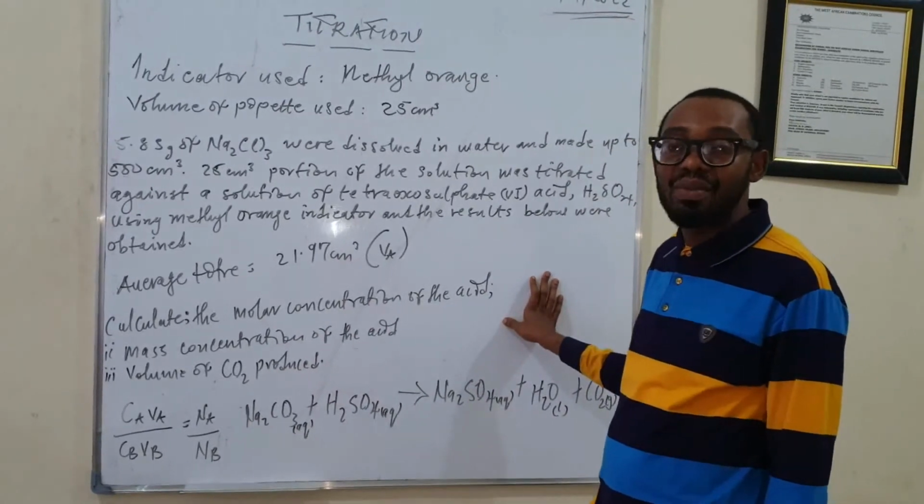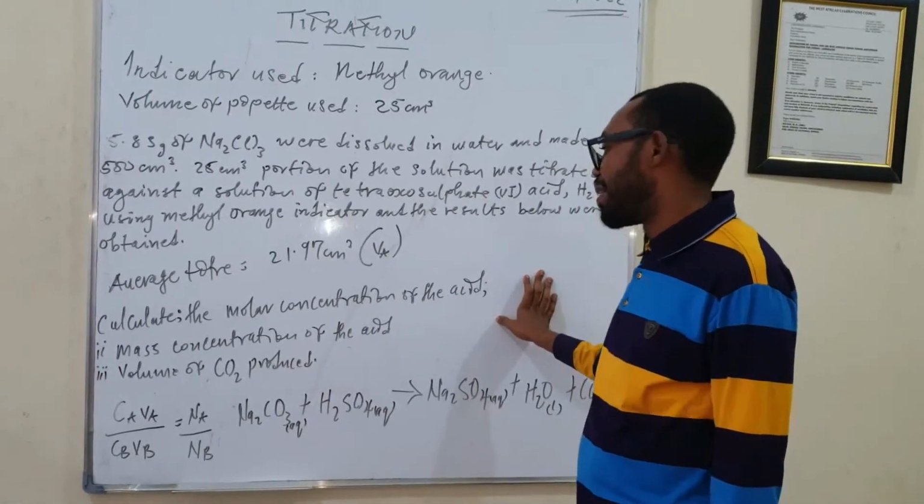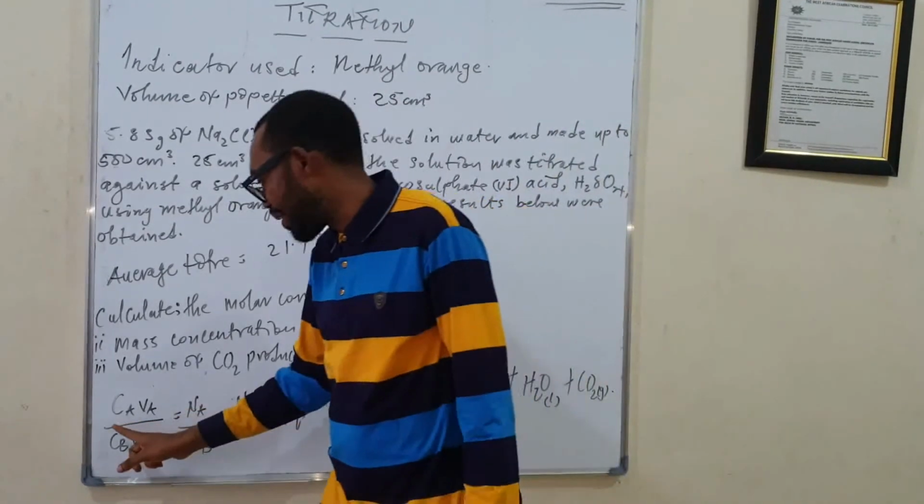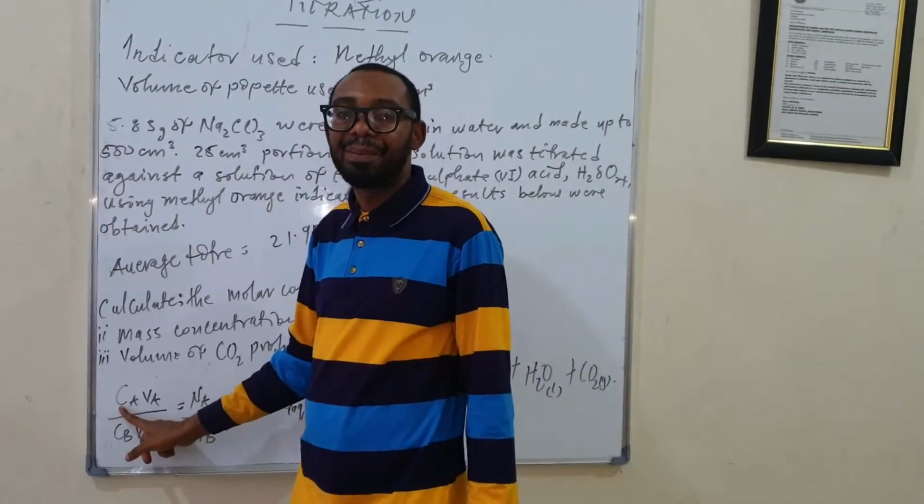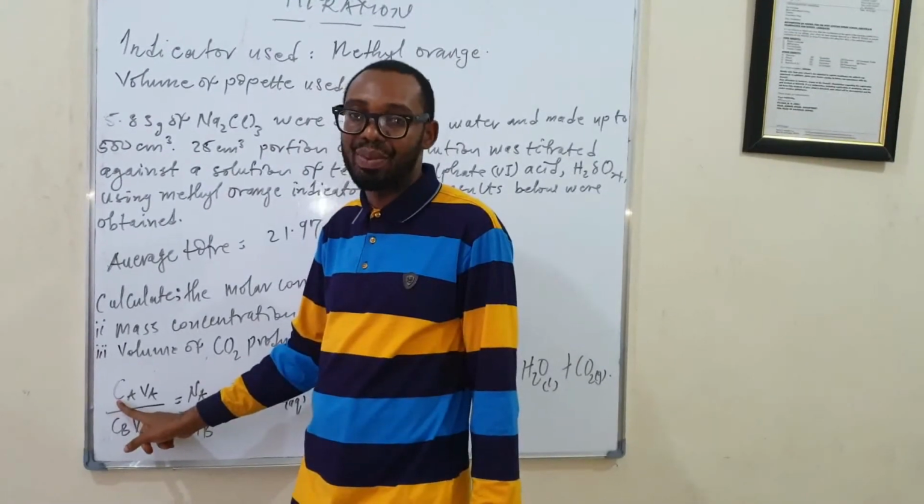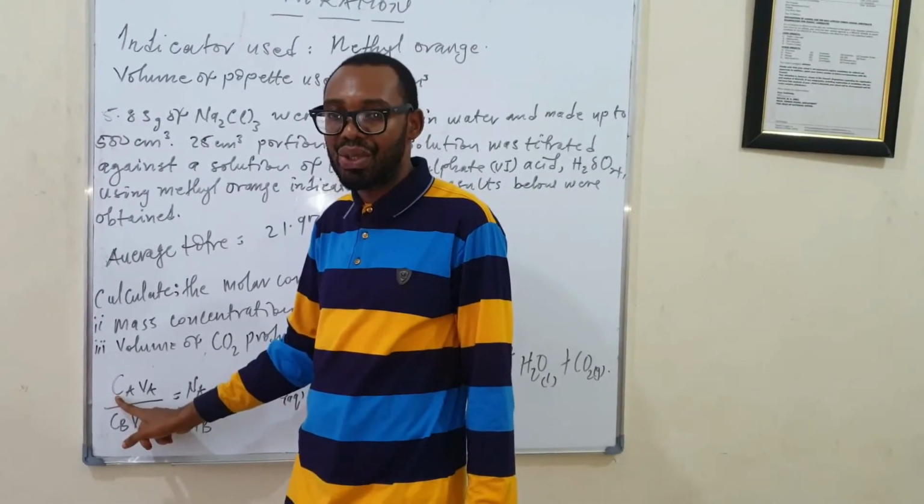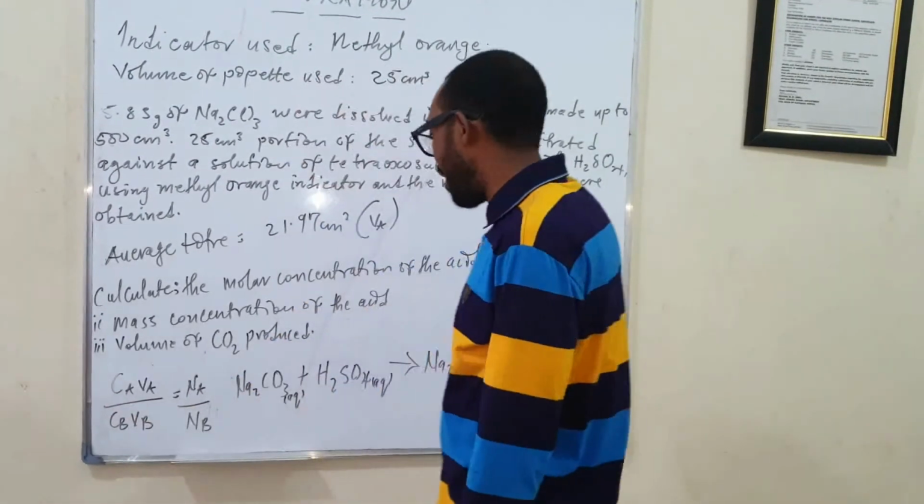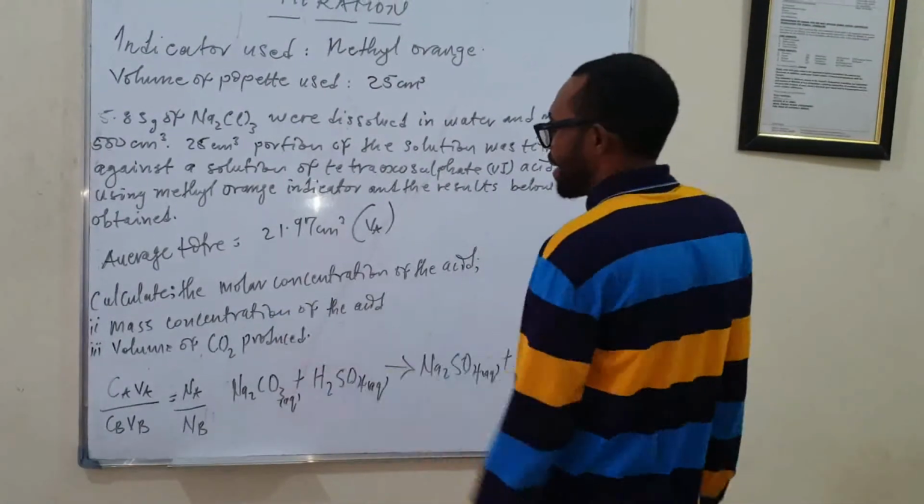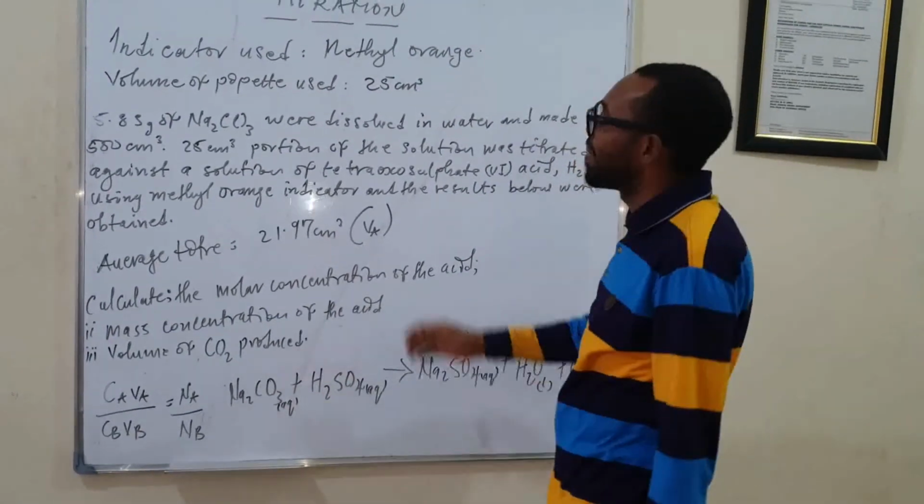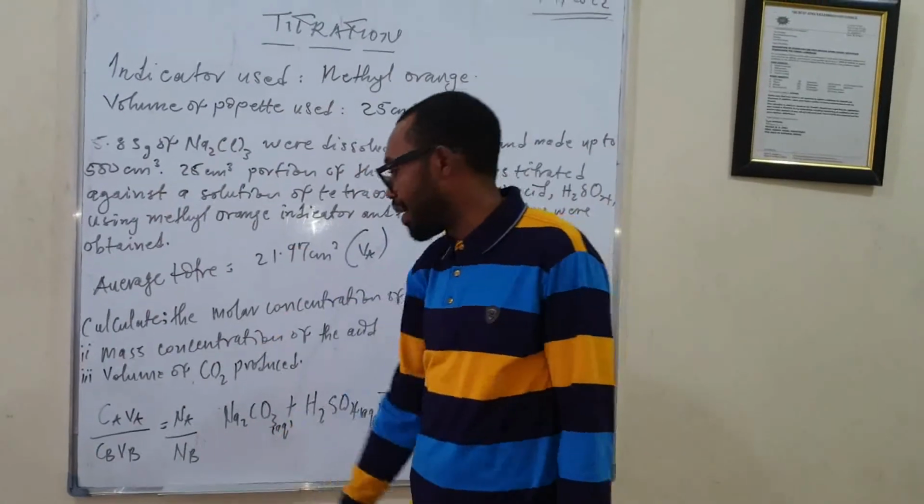Now, the molar concentration of the acid is the same thing as Ca, which is in mole per dm cube. That is the molar concentration of the acid, Ca. Okay. Now, before we calculate molar concentration, let's look at the parameters that have been given in this question.